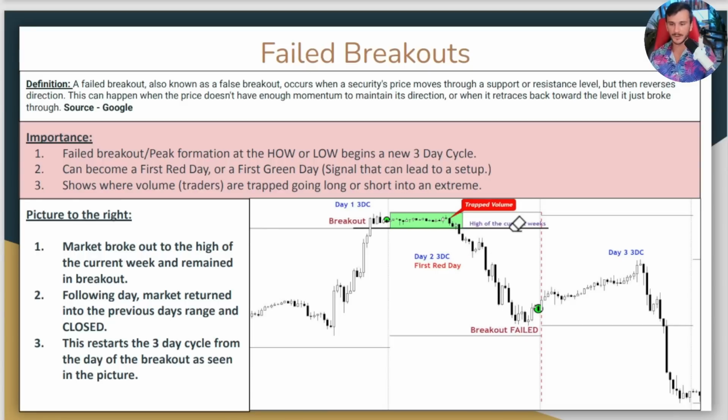So the picture over here to the right, and a little description. The market broke out to the high of the current week and remained in breakout. So this day has closed in breakout on this day. The following day returned into the previous day's range and closed. So this is where the day closed, down over here. A fairly weak close. They closed in the bottom third of the range. This restarts the 3-day cycle from the day the breakout has occurred. Day 1, day 2, and day 3, that trend trade to the downside. First red day, pump up, continuation.